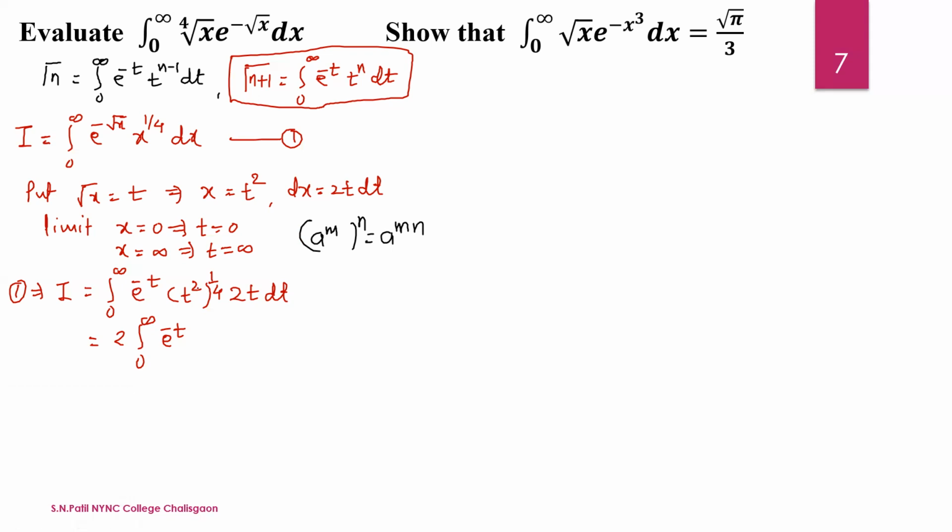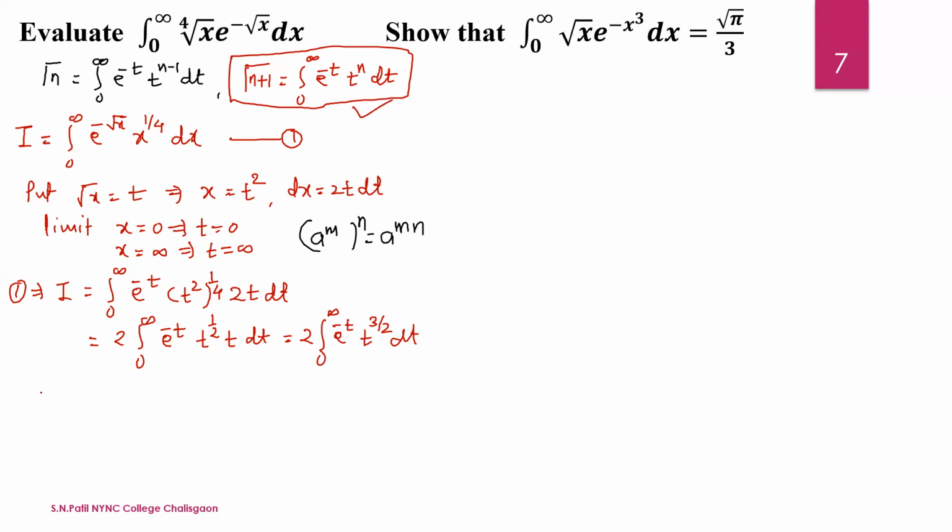So t to the power 2 means m, and this is n, that is 2 into 1 by 4, that is 2 by 4. That is t raised to 1 by 2, and then t dt. Okay, and so we get 2 times the integral from 0 to infinity of e to the power minus t, and t raised to, here 1 by 2, the base is the same so we add the indices, 1 by 2 and 1, that is 3 by 2, dt. Now we have the formula.